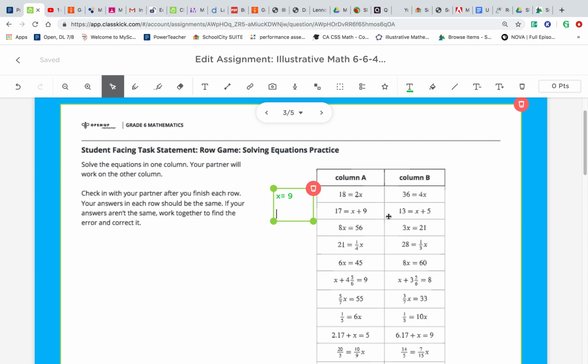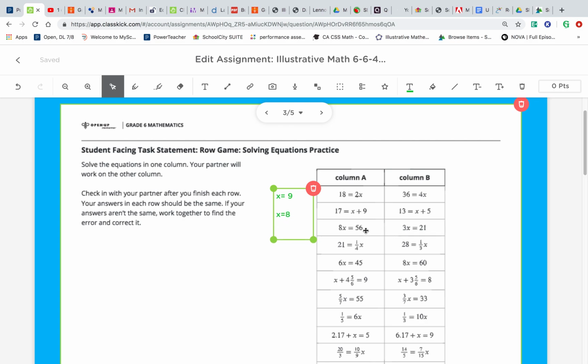17 equals x plus 9, 13 equals x plus 5. In either case, in order to get the letter by itself, we're going to need to subtract 9 from both sides. So 17 minus 9 will be what's happening here. Over here, we need to subtract 5 from both sides. 13 minus 5. In each case, x equals 8.